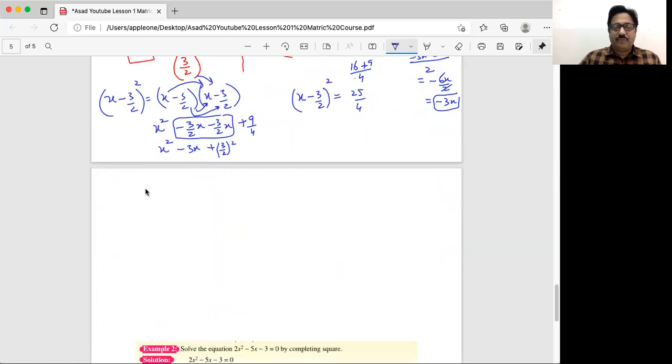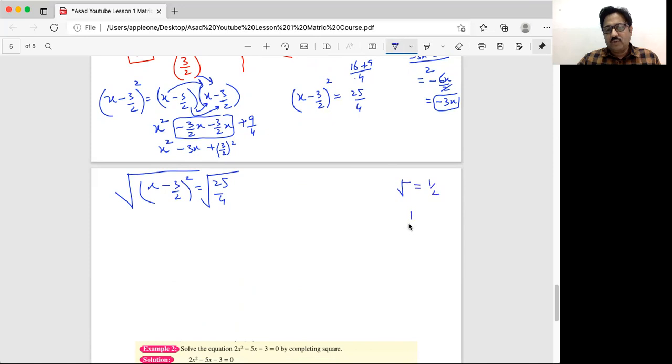मैं इसको नीचे ले आता हूँ. This is (x minus 3 over 2) whole square and 25 over 4. So square root यहाँ ले ले, square root यहाँ ले ले. Now we know that square root is 1 over 2. So 1 over 2 and 2, they cancel each other and the result is 1. Or 2 and 1 over 2, they cancel each other, the result is 1. So it's x minus 3 over 2.